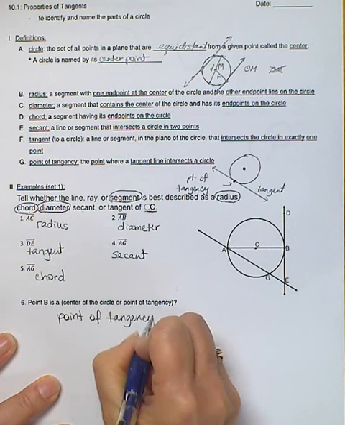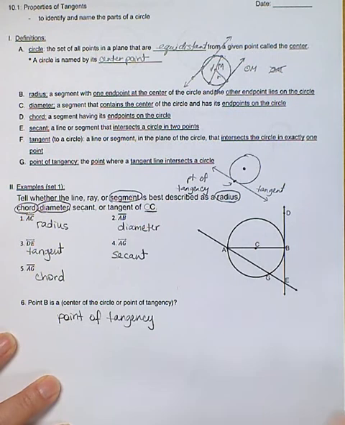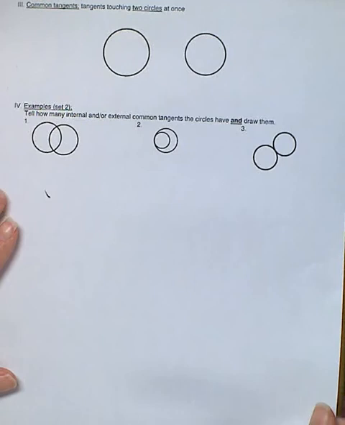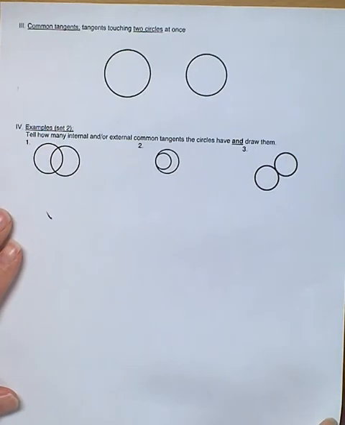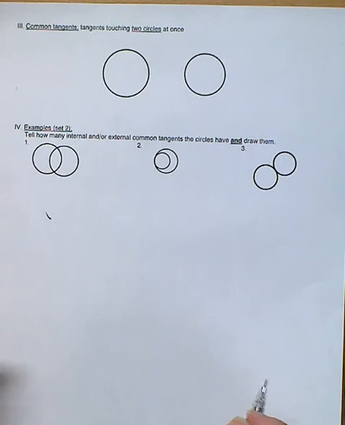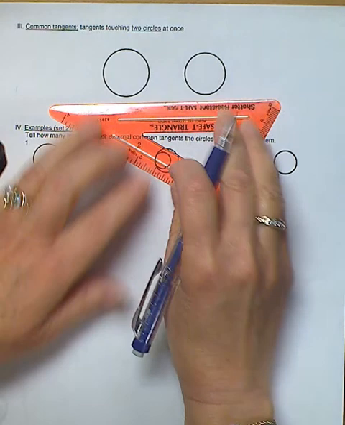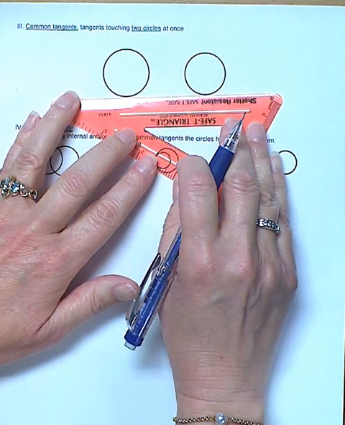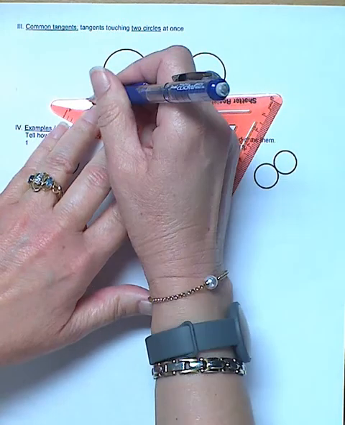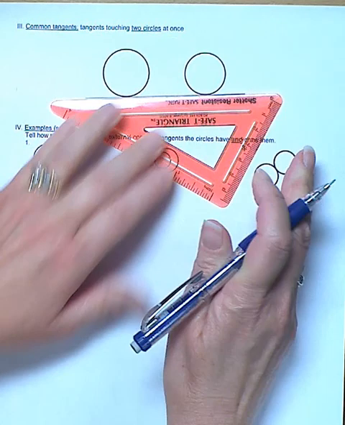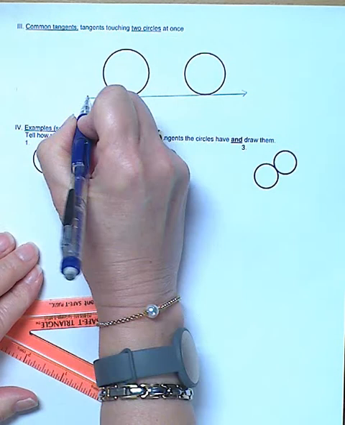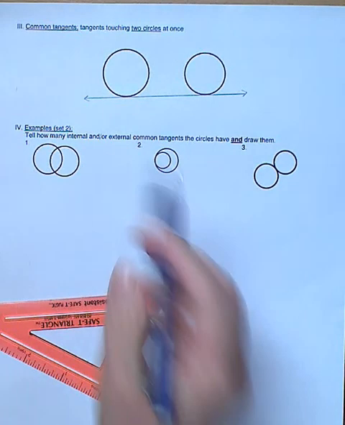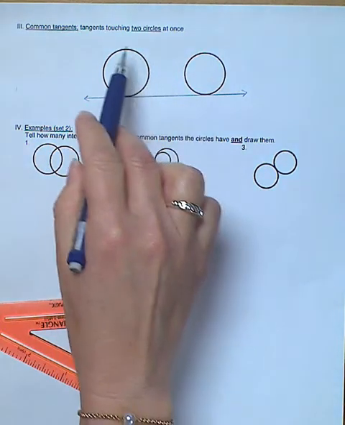So let's continue talking about the tangent lines. Common tangents are tangents touching two circles at once. So I'm going to use my straight edge here. Sorry for my head being in the way. And I'm going to touch both circles just once. And that is a common tangent. Now you'll notice that this tangent does not fall between the two circles. It's on the outside of them.